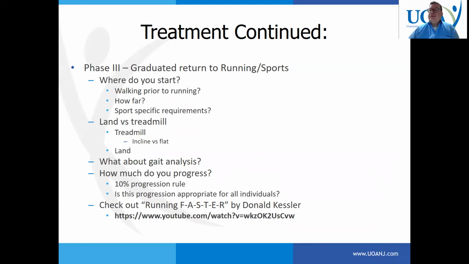What about gait analysis? When do we start our gait analysis? At what point in the rehab process is a gait analysis necessary? How much do you progress? Do you progress utilizing the 10% rule, which is one of the rules that's really purported by a number of people in the literature? But is that appropriate for all individuals?